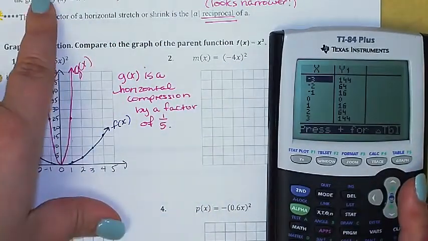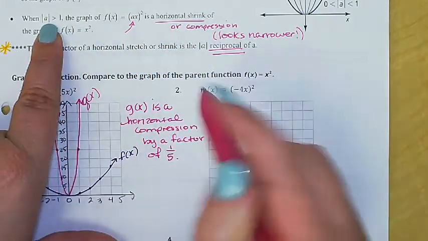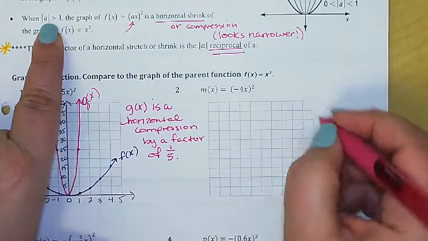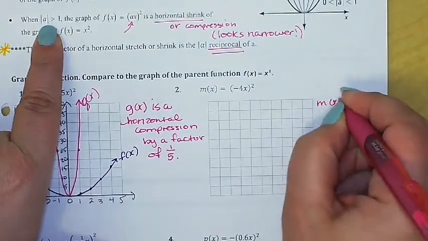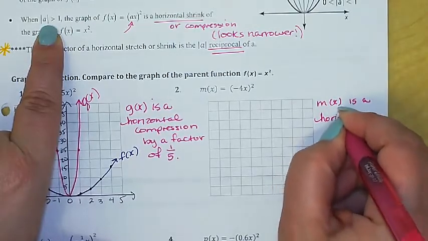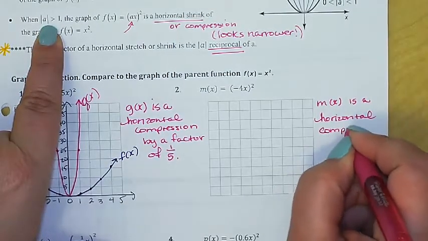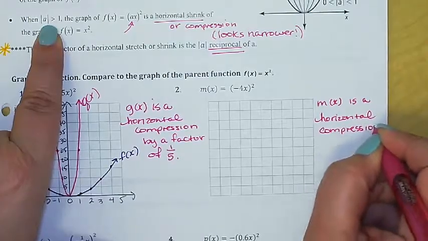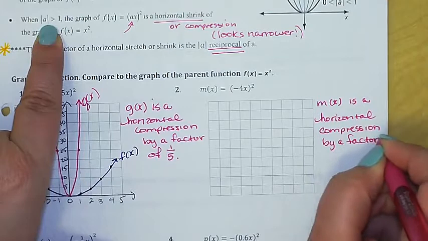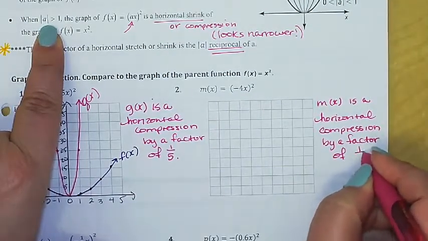The 4 itself is greater than 1. So if I had graphed this, I would expect a horizontal compression. So I could say that here. I would say m of x is a horizontal compression or shrink by a factor of, and then it would be the reciprocal of that 4, which is 1/4.